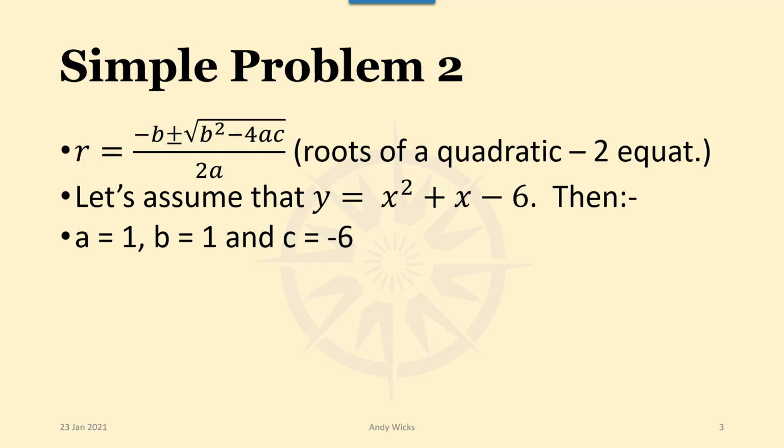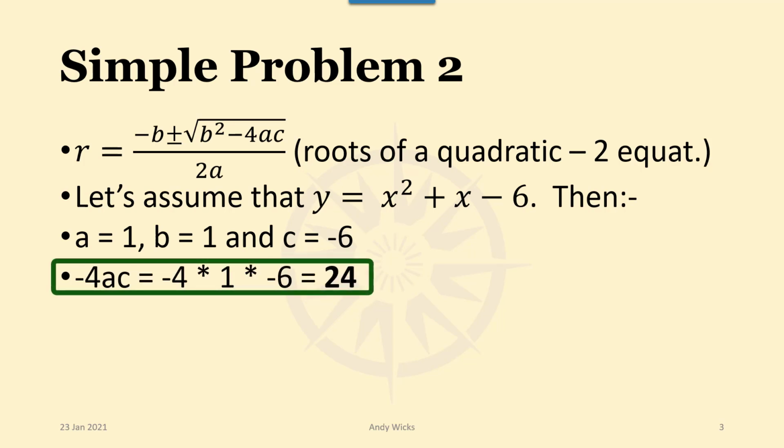So with those little bits of armour in hand, we can go and fight the war on this equation. The first thing we're going to do is to look at the minus 4ac. Well, that is just multiplying minus 4 by 1 by minus 6. Minus times a minus, as I'm sure you'll remember, is a plus, so we get plus 24.